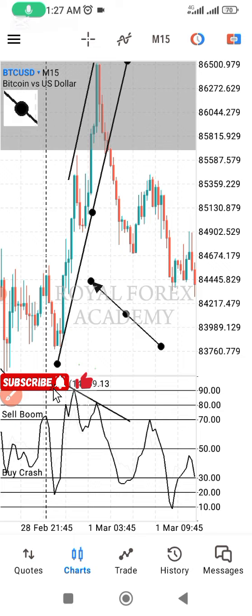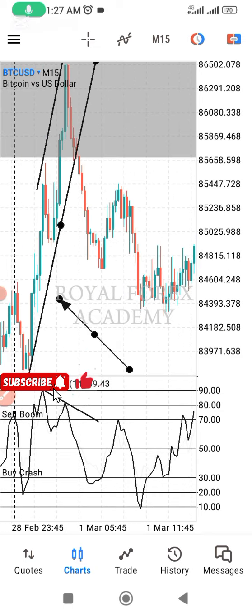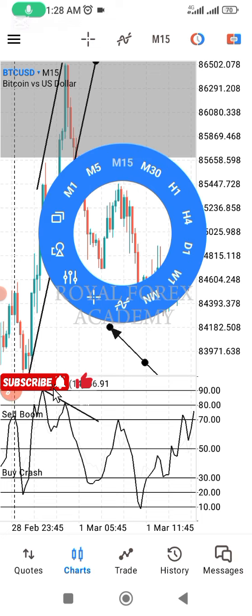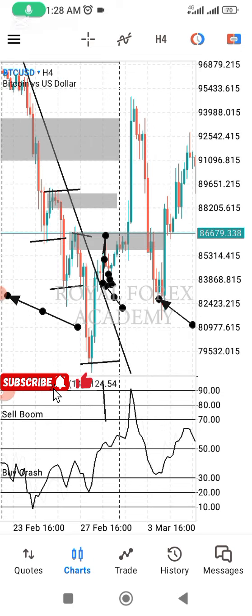Now another thing to take note of is, look at this. Even on this lower time frame, price broke structure. This structural point was broken. Then price pulled back a little and then continued to the downside. So you can trade this break of structure and this entry to the downside. So that is how to find your entry on that particular time frame. Now let's proceed.